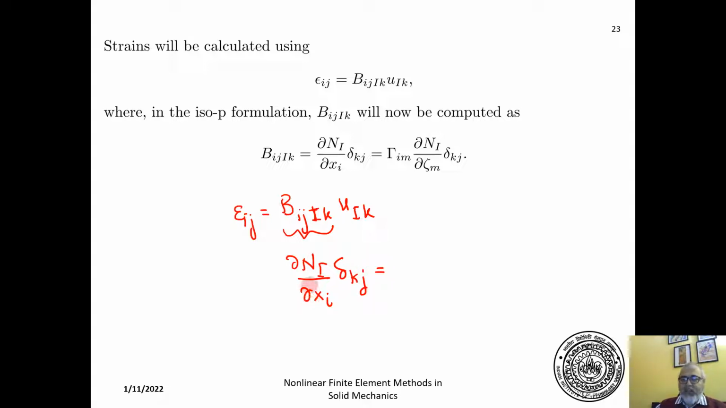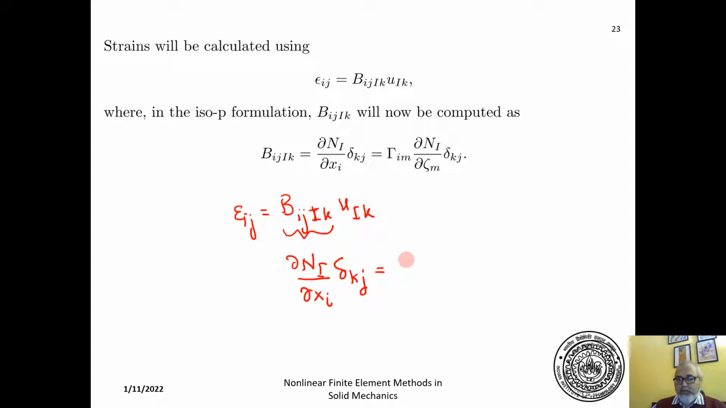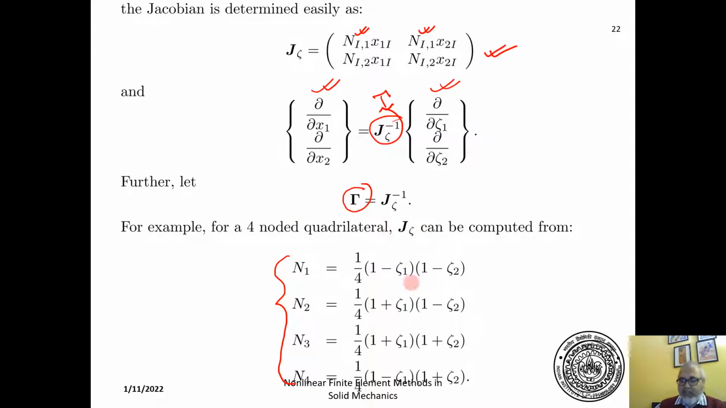Del N_i del small xi will be, you will get it from here, replace this by omega, then it will be omega im del N_i del zeta m. So this will be del N_i del small xi times del zeta_k del x_j. So this will allow you to write the strain epsilon_ij in terms of the derivatives with respect to zeta, which we can calculate from these equations.